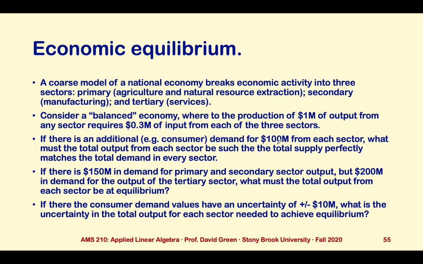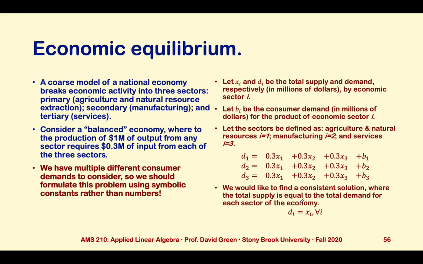What if these demands have uncertainty? If there's uncertainty of plus or minus 10 million in these values, what is the uncertainty in the total output needed to achieve equilibrium, and so on? How do we address these kinds of questions? Once again, we have multiple consumer demands to consider.